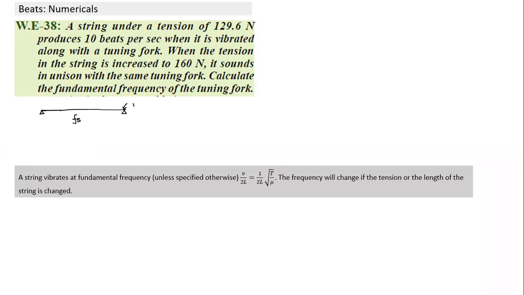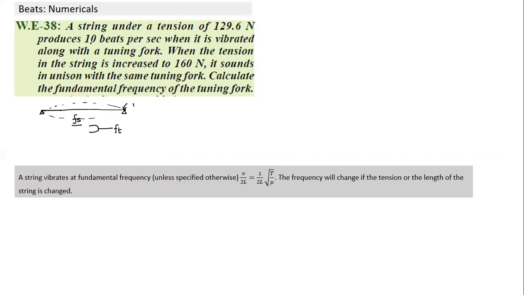So what it says is, initially the string had some frequency, and the string is made to vibrate in fundamental mode. It emits a certain frequency, and we create beats. How do we create beats here? For beats, we have to have a second source. So one source was a string, and the second was a tuning fork. The string was made to vibrate along with the tuning fork. So this is the string frequency, this is the tuning fork frequency.